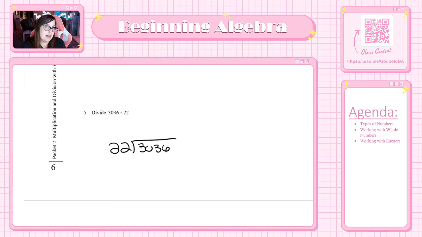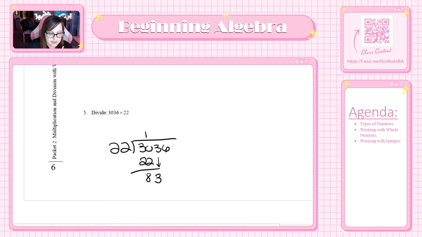So 22 will not go into 3 at all. 3 is way smaller. But 22 will go into 30. It'll go into 30 one time. Then you do 22 times 1 and you stick that down here. Then you do a subtraction. 30 minus 22 is 8. Okay, so how many times will 22 go into 8? It will not. Okay, so then we bring the 3 down.